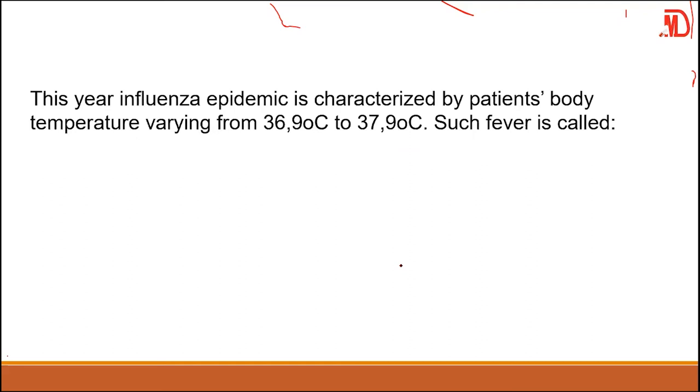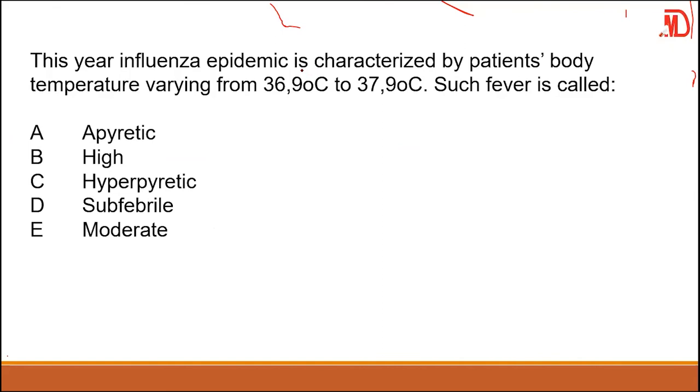This year, influenza epidemic is characterized by patients' body temperature varying 36.9 to 37.9. Such fever is called what? Such fever, 36.9 to 37.9. I think I've given you guys the criteria for normal fever, but for the benefit of learning, let me just go over it for you guys again. So for normal temperature, 36.5 to 36.8.